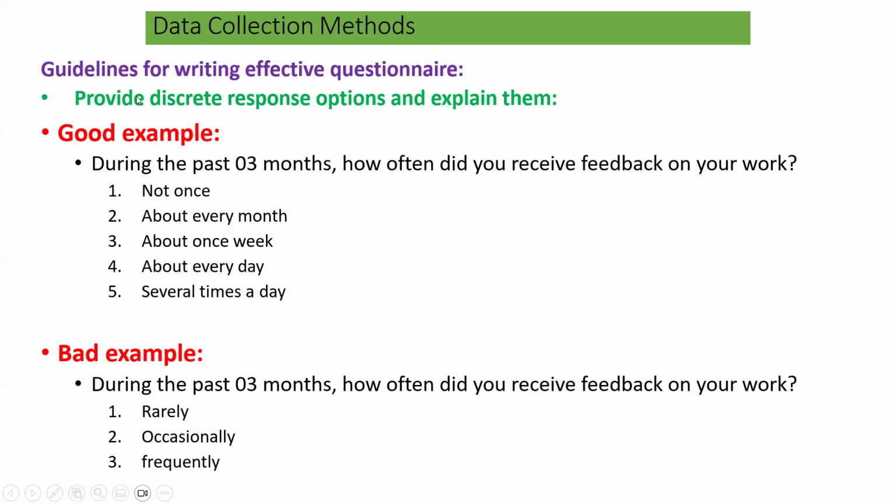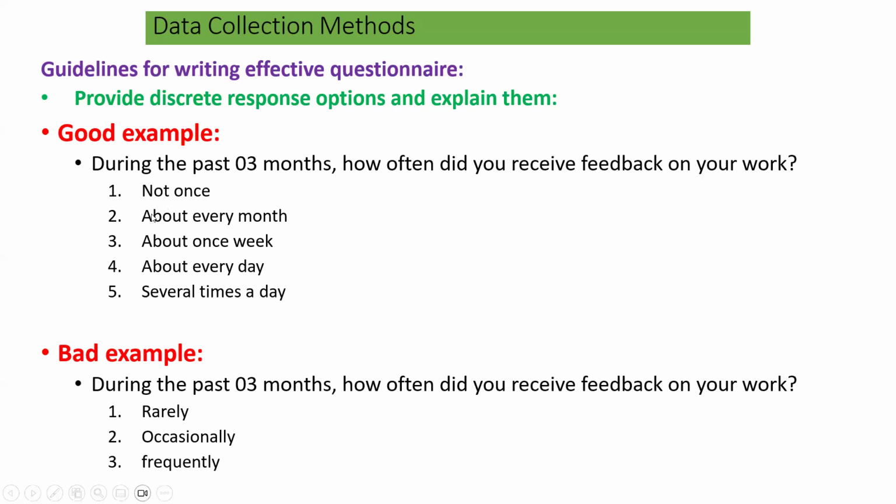Then provide discrete responses. Good example: during the last 3 months, how often did you receive feedback on your work? Like this, you can give specific default answers to respond with. And a bad example: rarely, occasionally, frequently. Then you can't understand anything from these answers, because occasionally does not mean to what extent. Frequently does not mean to what extent. Rarely does not mean to what extent, right?